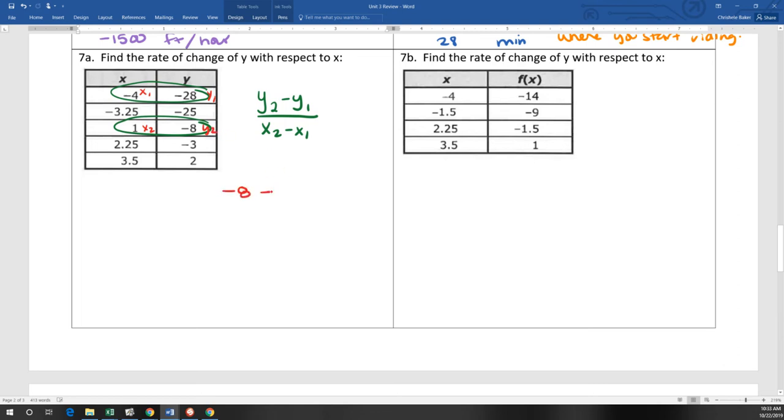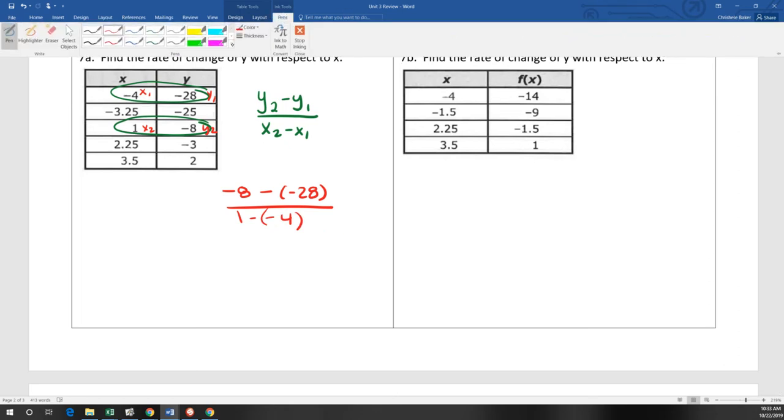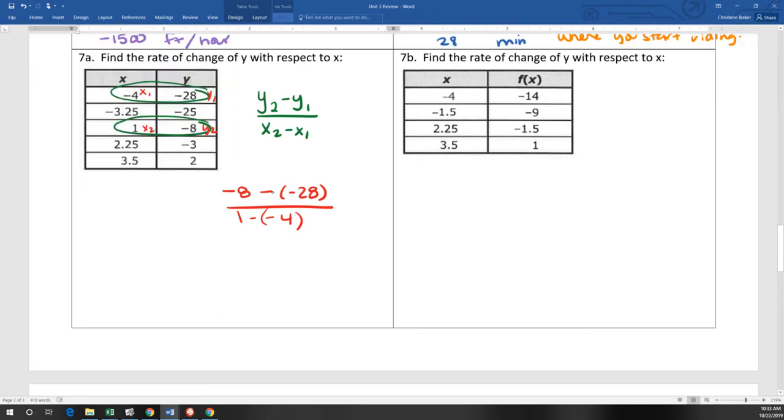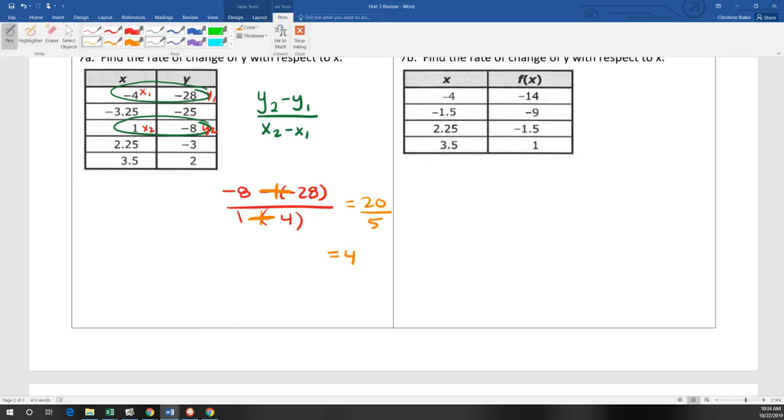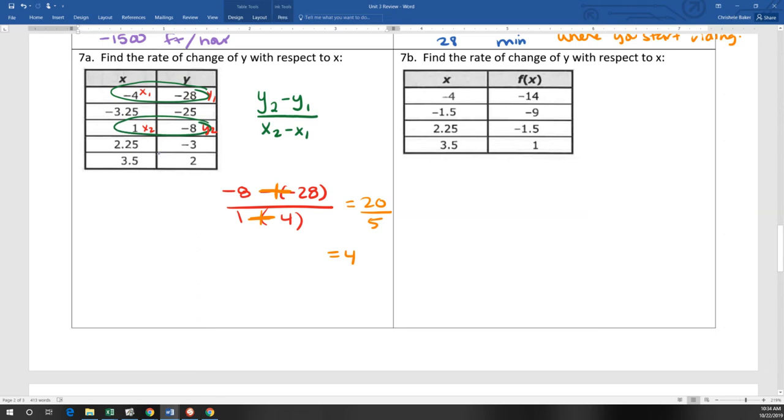So I have -8 minus -28 divided by 1 minus -4. Okay. -8 minus -28. We know we have to add here. So that will be 20. And again, we have to add here. So that will be 5. And 20 divided by 5 is 4. So I'm going to show you a harder way. I'm going to use 2 different points that are a little more complicated.